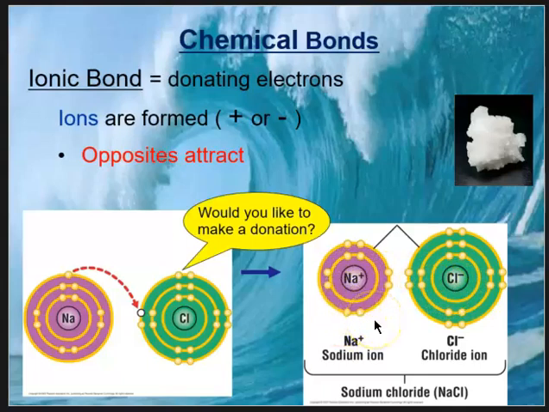The reason sodium is positively charged is because it has one fewer electron than it does protons, since it donated one. So it has one more proton than it does electrons, which makes it positively charged. The chlorine is now negatively charged because it has one more electron than it does protons.